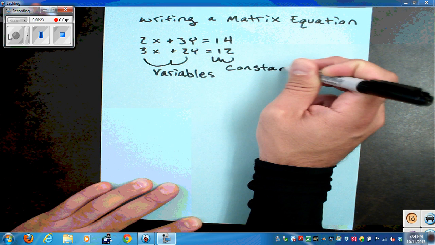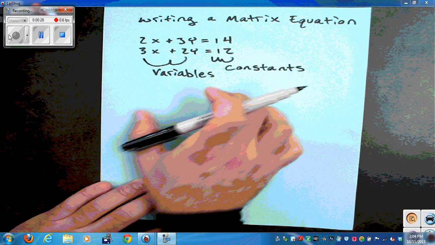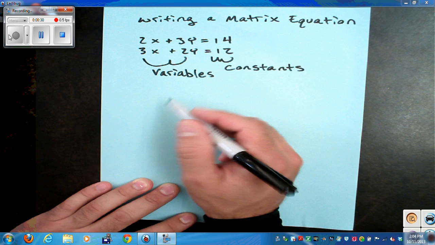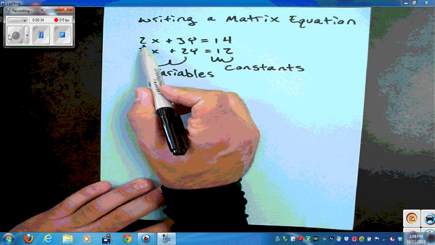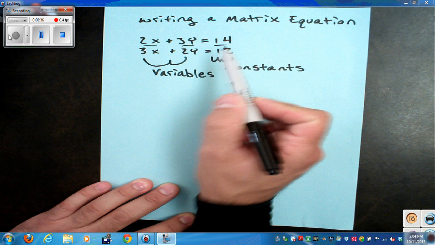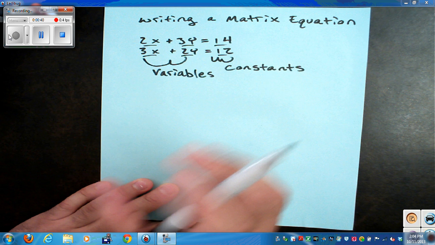It's very important that your two equations or your three equations or however many you're dealing with are in the same format. So on this one, they're in standard form. It goes x, y equals the constant, x, y equals the constant. And it's really important that it's in that order.